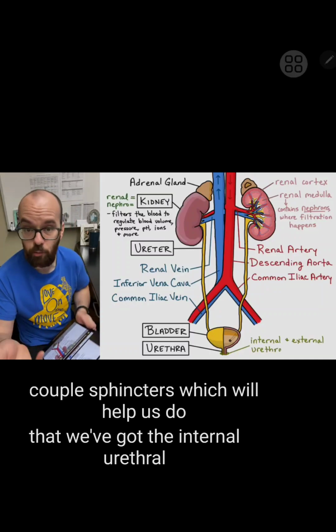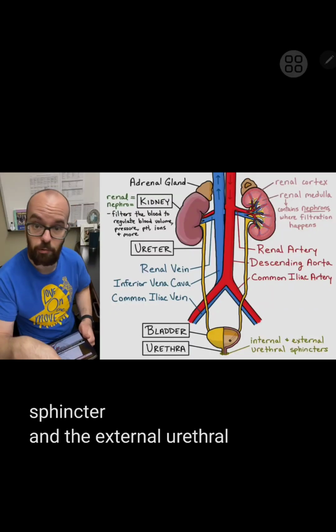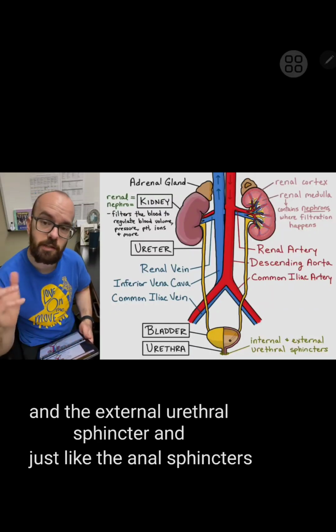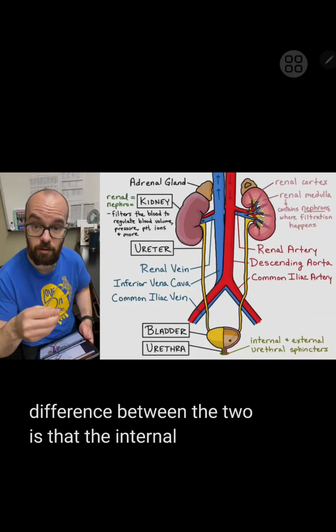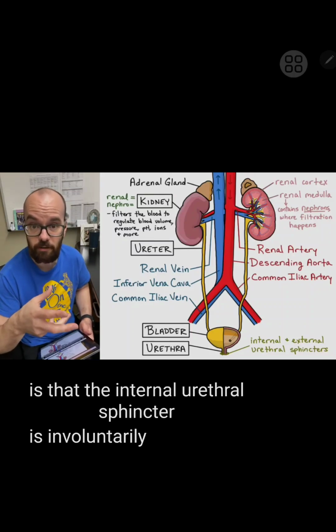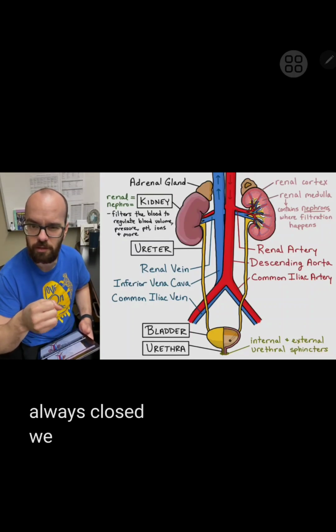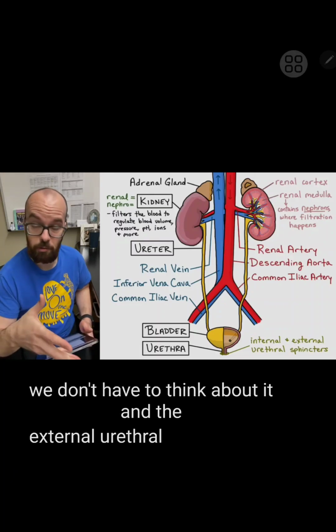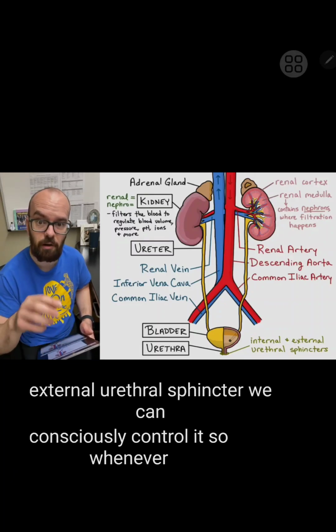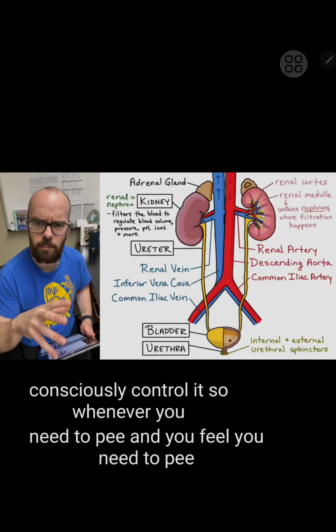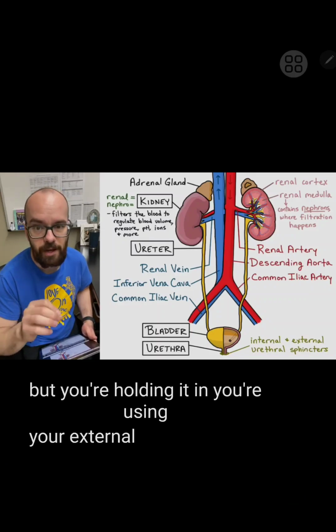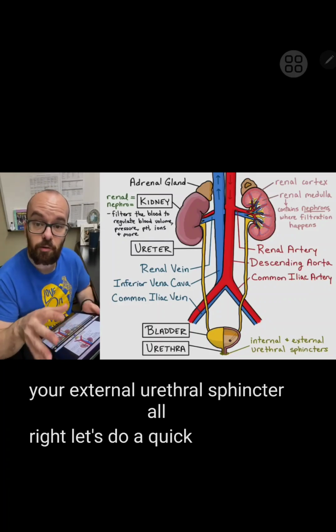We've got the internal urethral sphincter and the external urethral sphincter. And just like the anal sphincters, the difference between the two is that the internal urethral sphincter is involuntarily controlled. It's sort of always closed. We don't have to think about it. And the external urethral sphincter, we can consciously control it. So whenever you need to pee and you feel you need to pee, but you're holding it in, you're using your external urethral sphincter.